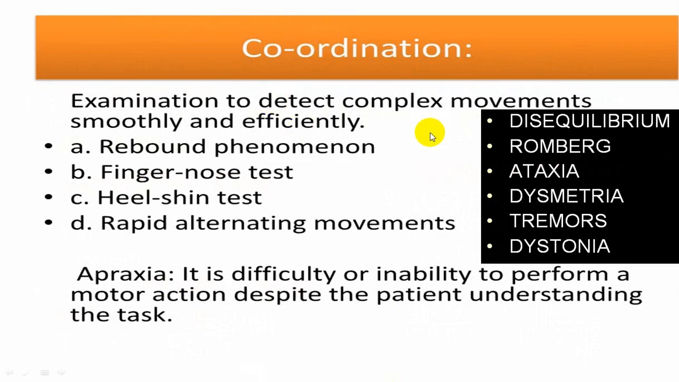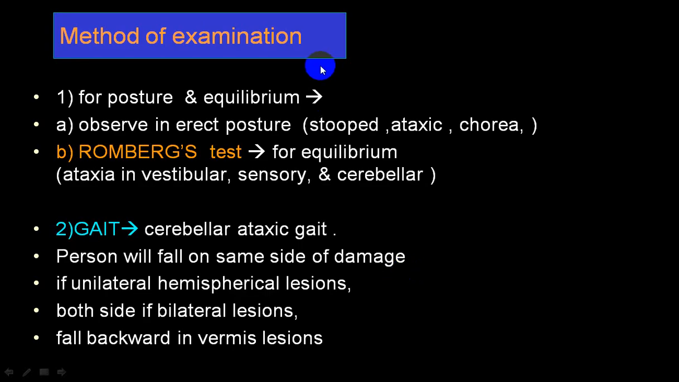So for coordination, you can go for Rhombus test, ataxia, dysmetria, tremors, dystonia, rebound phenomena, finger nose test, heel shin test, and diadochokinesia. These are all the different tests very commonly done for coordination. For posture and equilibrium, best is ask the person to stand in an erect posture. Person will have a little stoop forward. He will be ataxic, and you might see abnormal movements.